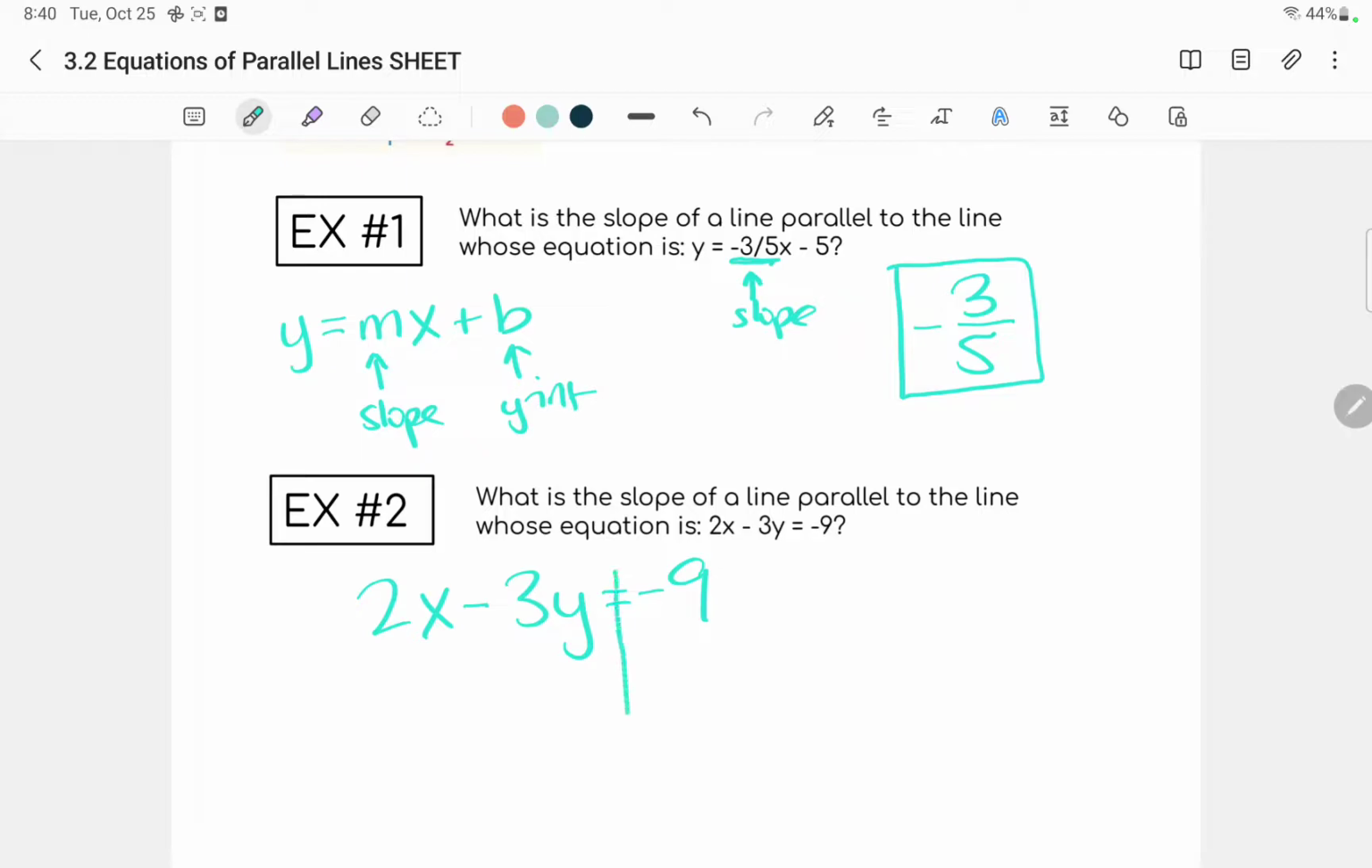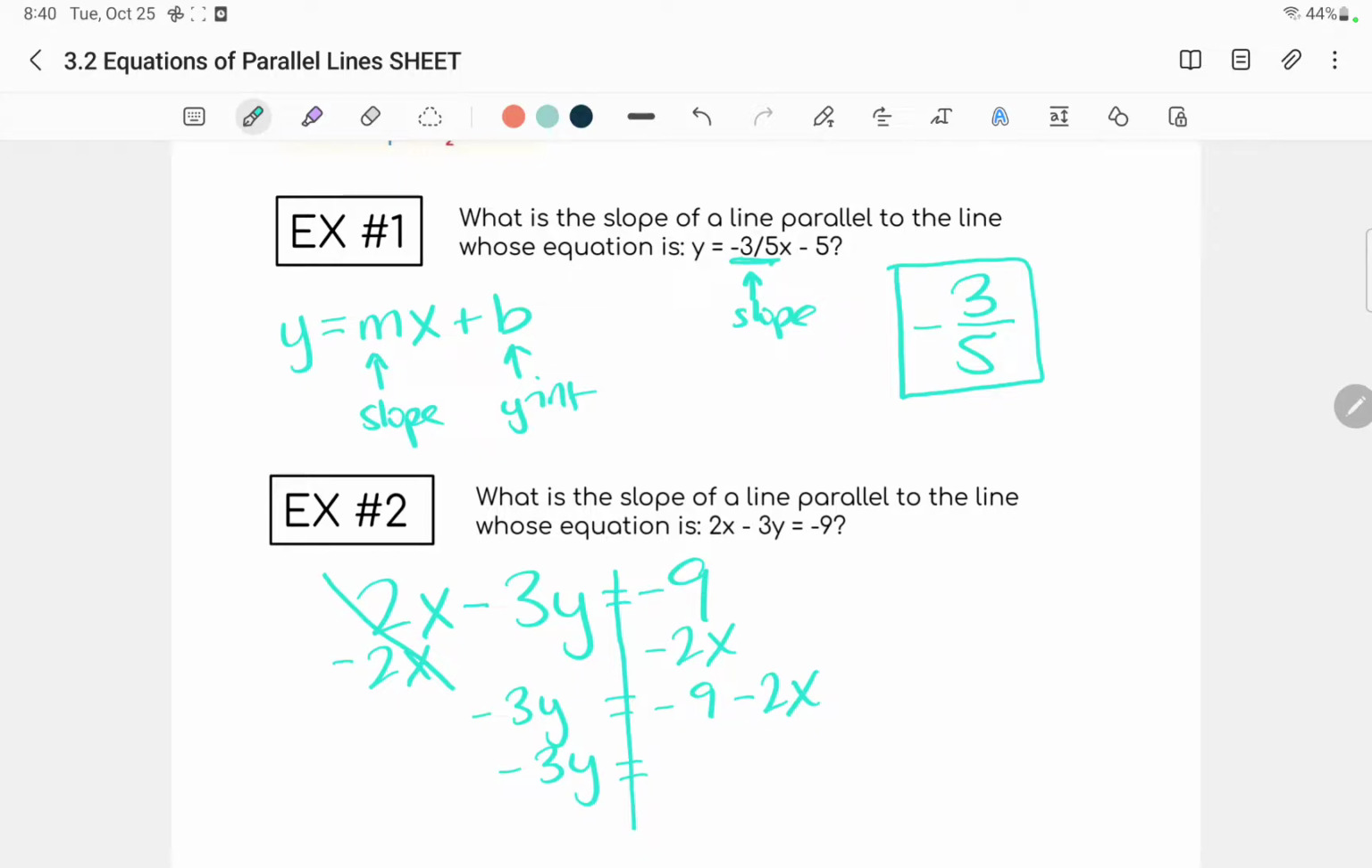So the first thing I'm going to do is go ahead and cancel out this 2x. I'm going to subtract that from both sides, because when I have an equation, whatever I do to the left, I do to the right. That leaves me with negative 3y equals negative 9 minus 2x. I'm actually going to go ahead and rearrange this though, because again, I want this in that slope-intercept form. So I'm still going to write negative 3y equals, and then I'm just going to switch it around.